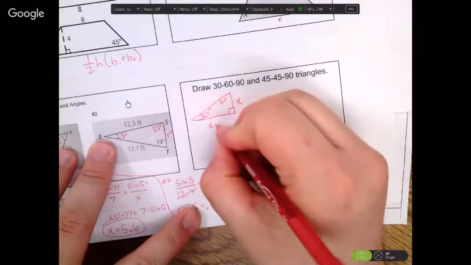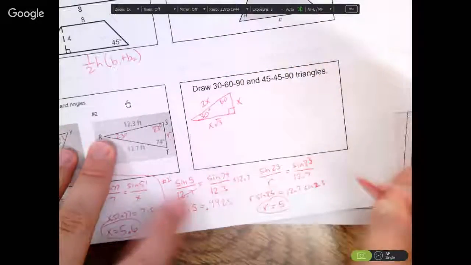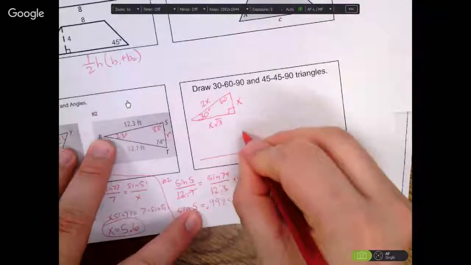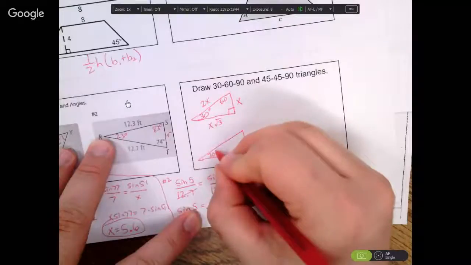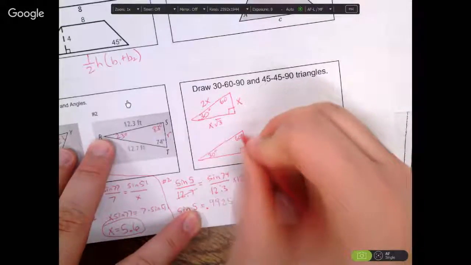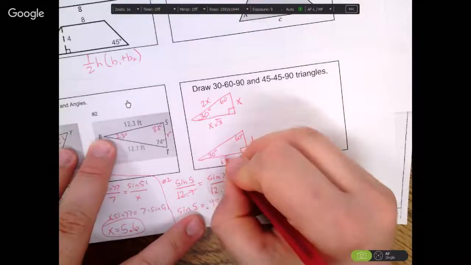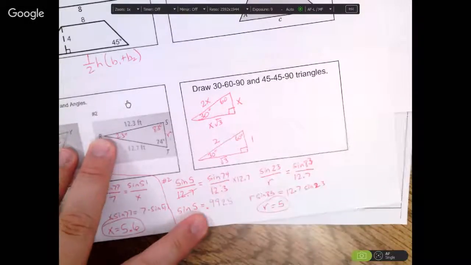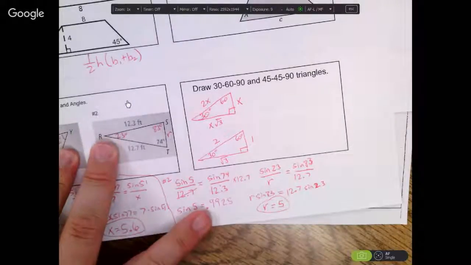This would be x squared of 3, and then the top is 2x. Another way of writing this, the most generic form, is 1, 1, 1, 2, and then radical 3. So if I ask you what's the sine of 30 degrees, you should be able to tell me that the sine of 30 degrees is 1/2.